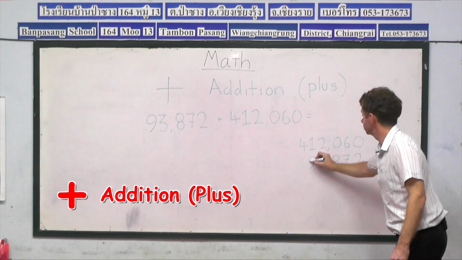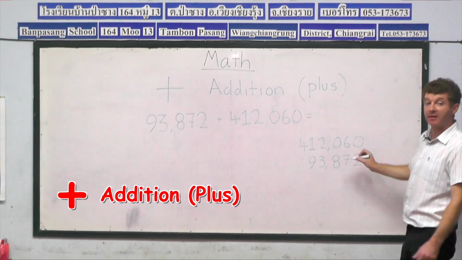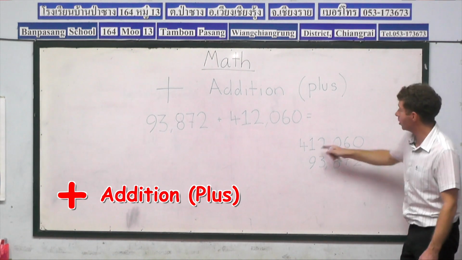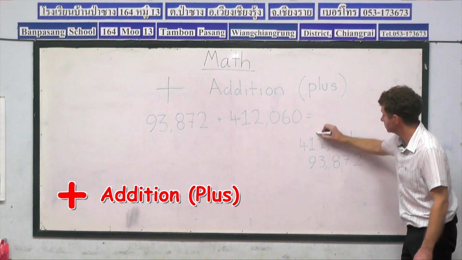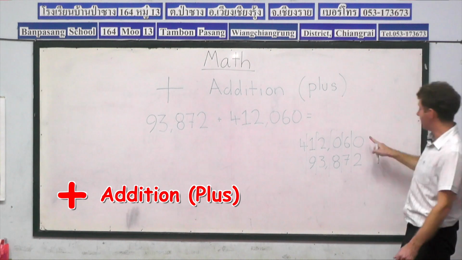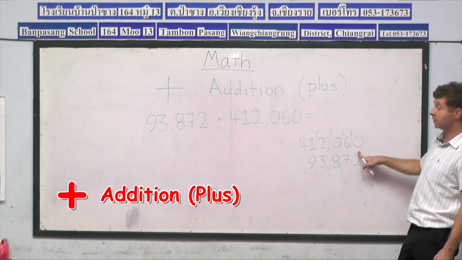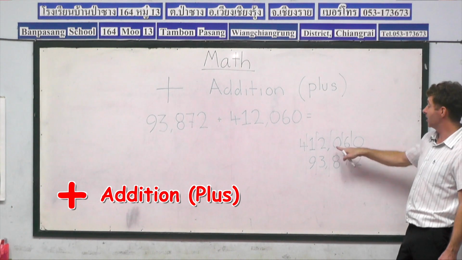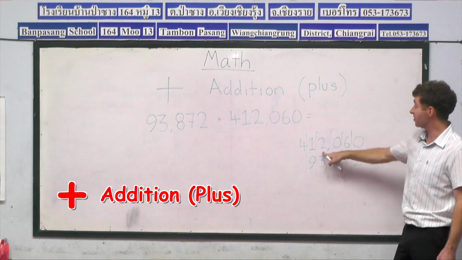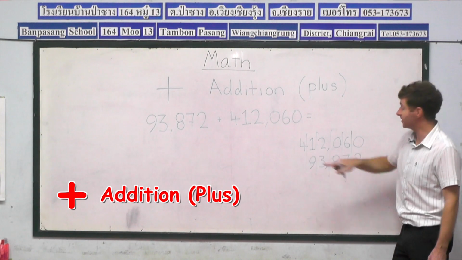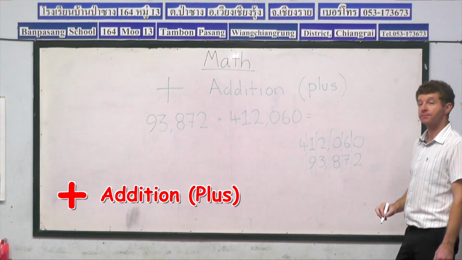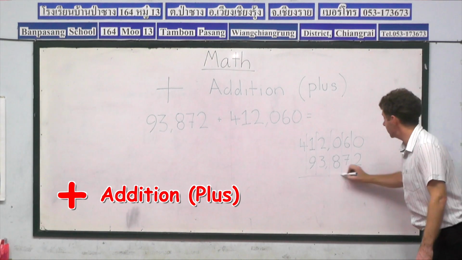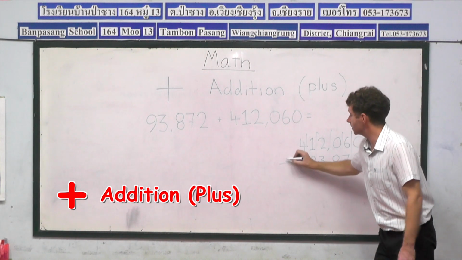So it's important to note, when we're writing our 5-digit number, always start from the lowest, the ones. 2, 7, 8, 9. So you can see now, by doing it like this, we have all our digits in the correct place values. And we have ones, tens, hundreds, thousands, 10,000, hundred thousands.